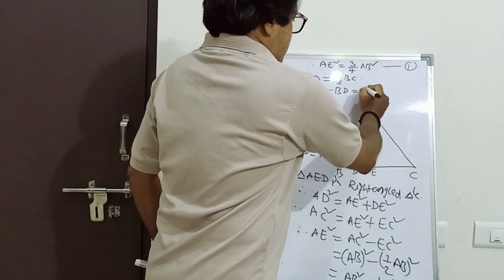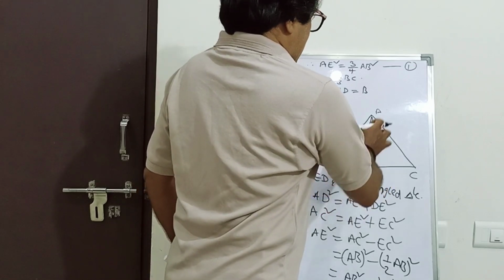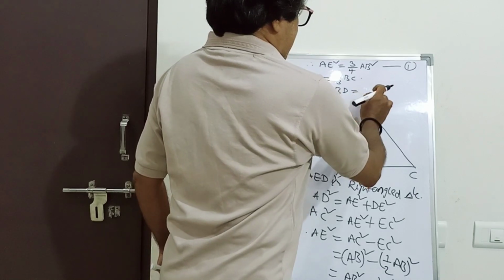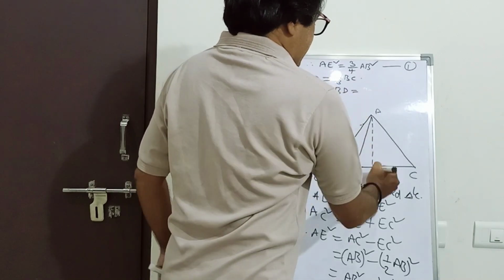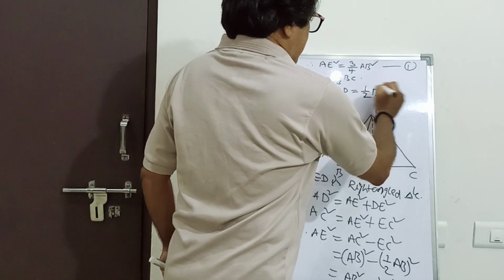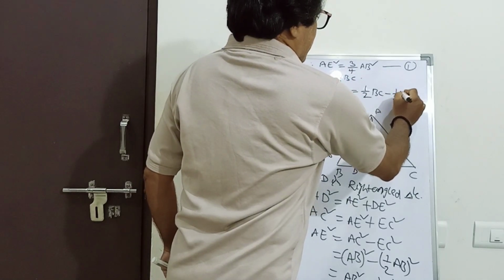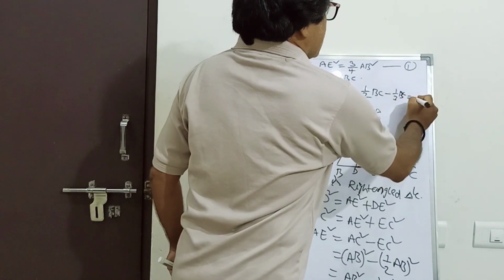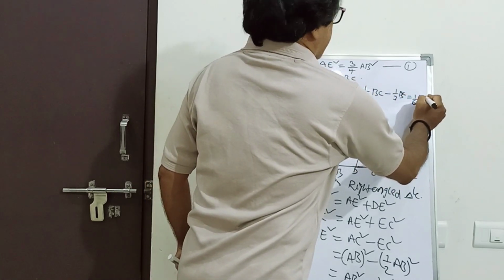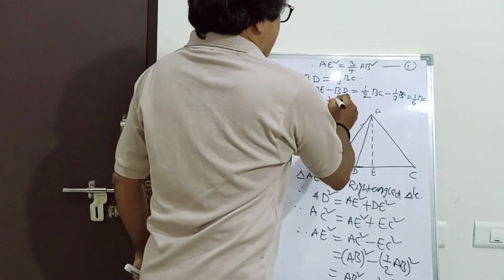Therefore, BE is half of this side BC. So in this case here, you can write BE is equal to half of BC minus BD is equal to 1 by 3 BC. So when we take LCM here, 1 by 6 BC. Therefore, DE is equal to 1 by 6 BC.